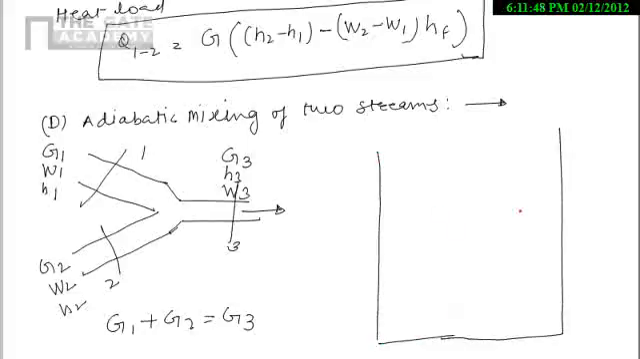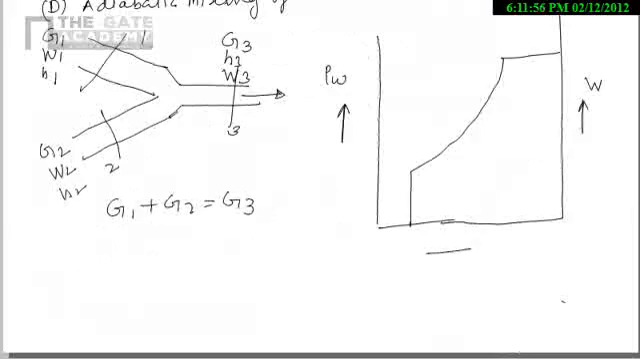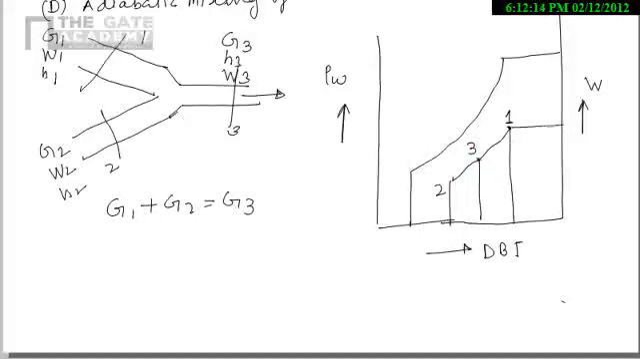This one is the psychrometric chart here, and these are the curves. Here we have PW, here we have W, and here I have dry bulb temperature. Now I will represent the different things here. That is 1, here 2, and this one is 3. So W1, W3, W2. Similarly, T1, T3, T2.